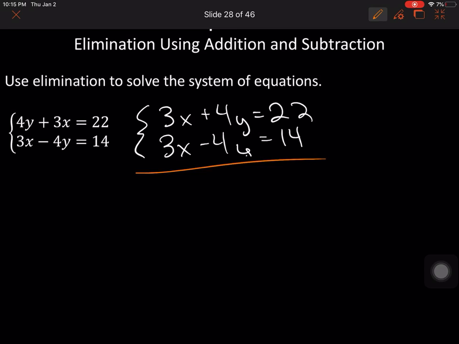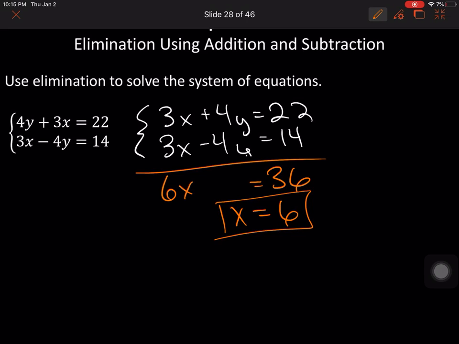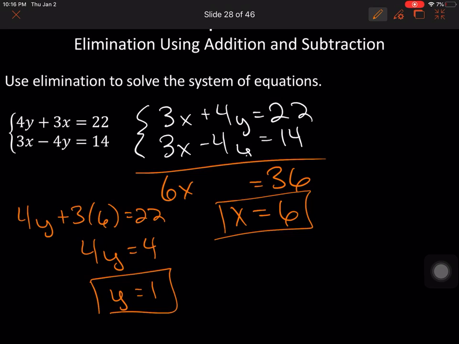All right, so I'm going to add. I prefer to add when I can. So 3 plus 3 is 6x plus 4 minus 4. Y gets eliminated. And then we have 36 on the other side. Solving for x. X equals 6. Either one of the equations will work. 4y plus 3 times 6 equals 22, which means that 4y equals 4 and y equals 1. So my ordered pair is 6, 1.